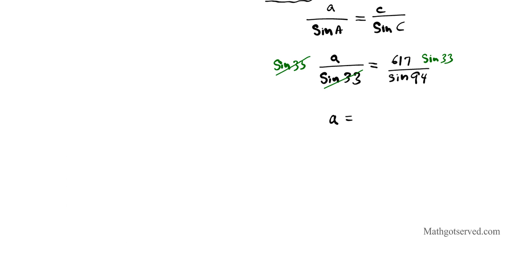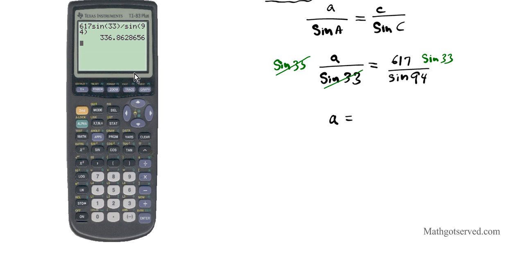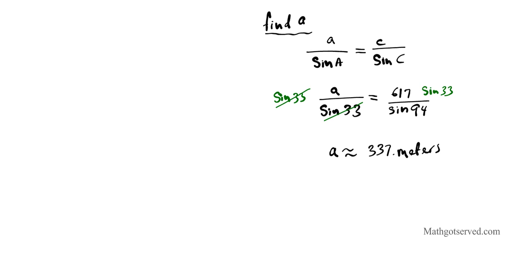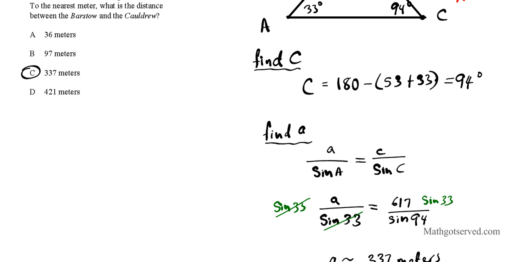Let's see how many decimal places. Well, we're going to round it to the nearest whole number. So if we round it up, it's going to be 337 meters. Okay, so a, the distance between Barstow and Cauldron, is approximately 337 meters. All right, so our correct answer for this is option letter C.